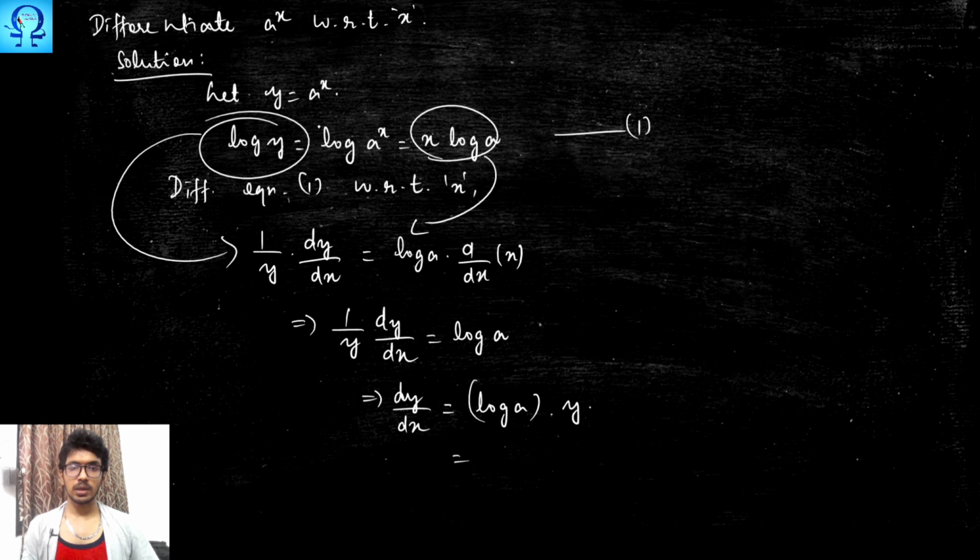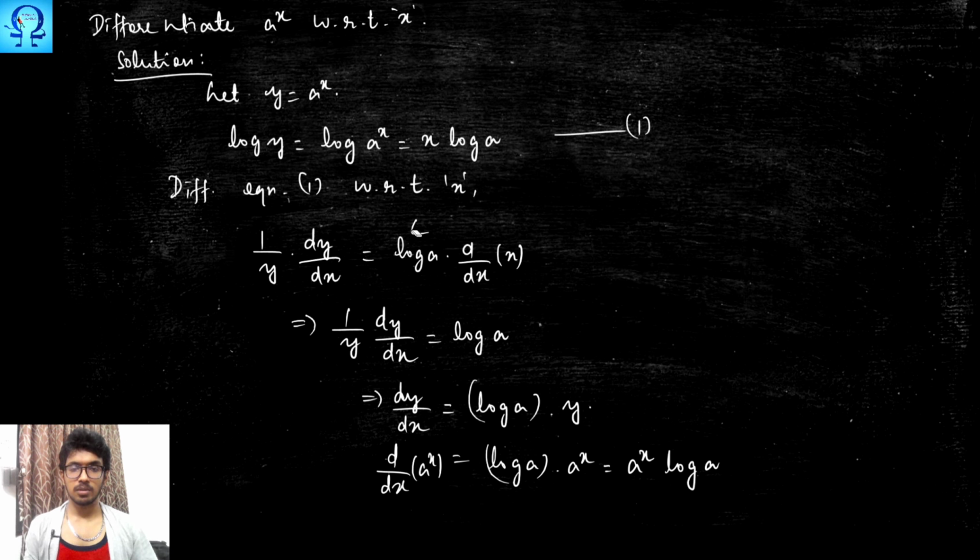And we know what is y. This is a^x. Y is the notation that we assigned. Hence we shall change it to the original notations. d upon dx of a^x is log a multiplied with a^x, or we may write this as a^x times log a. That is the derivative of a^x.